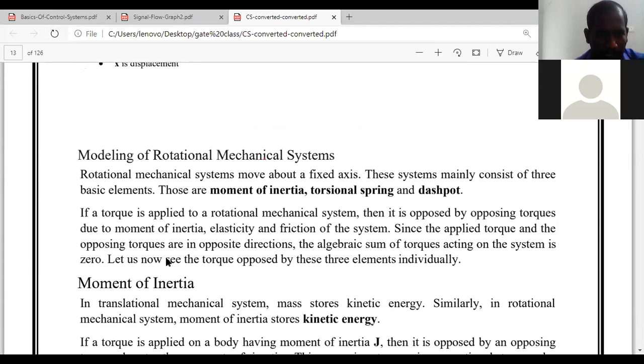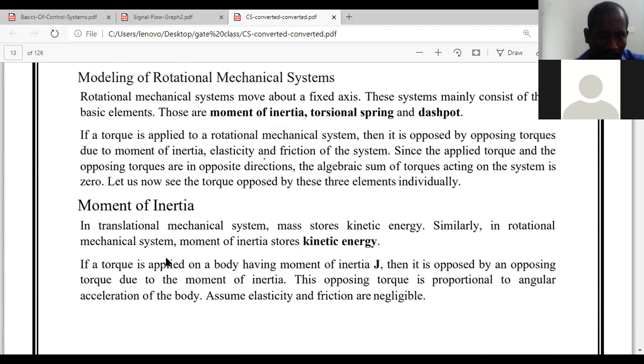Likewise for the mechanical rotational system. Now we have discussed the mechanical translation system. So the next one is the mechanical rotational system, in which the force will be a rotational force. Rotational force is nothing but torque. And here for the mechanical rotational system also, 3 basic elements will be there.